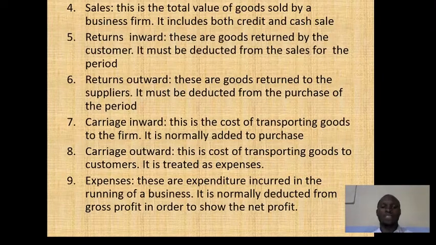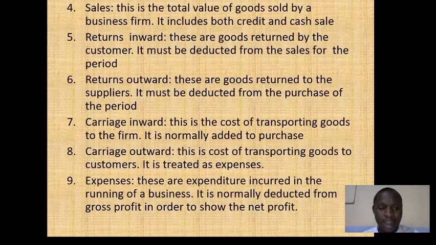And then we have the carriage outward. This is the cost of transporting goods to customers. A very good example is the Coca-Cola company. They have their trucks, and you see them moving from one shop to the other, supplying their customers with goods. This can be referred to as an after sales service. One of the after sales services is transporting goods to the destination of the customers. So carriage outward is the cost of transporting goods out of your organization to your customer. Such is treated as expenses.